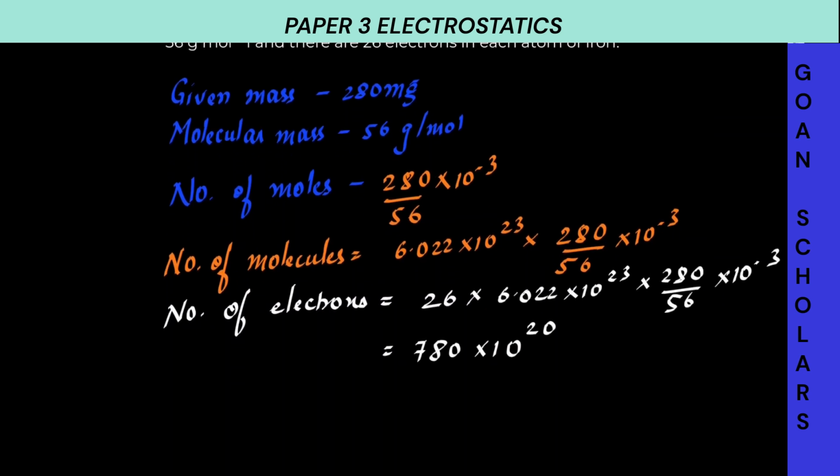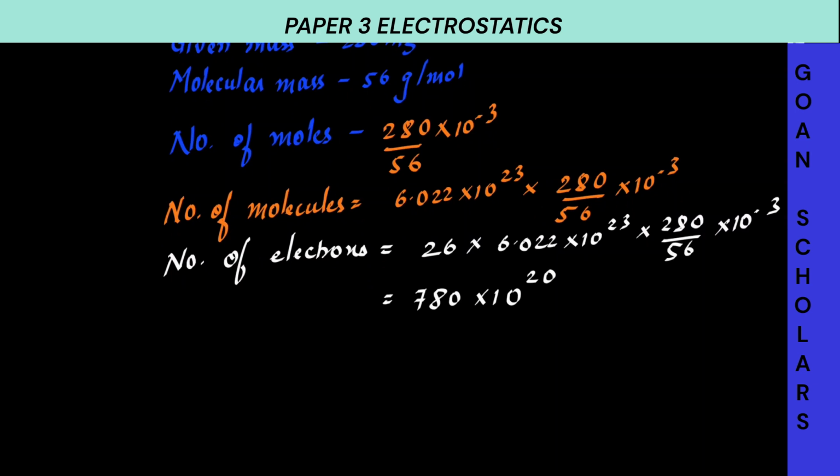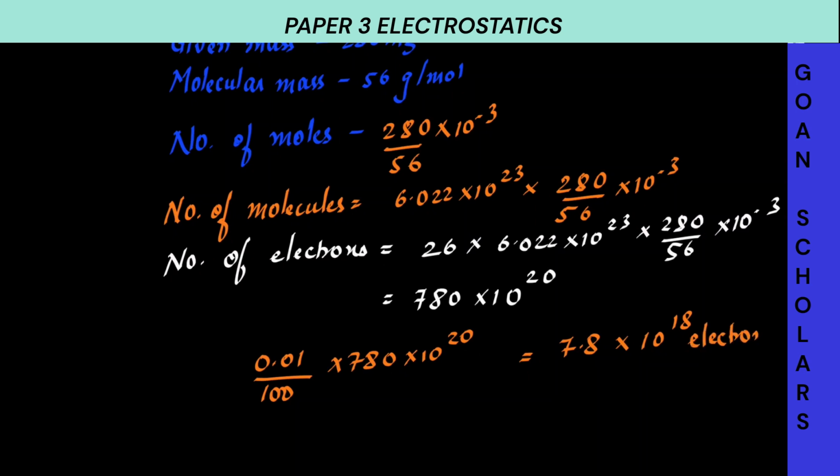0.01% of the electrons are transferred. So let's find how much is 0.01%. So 0.01% of electrons means 0.01 into 100 upon 100 into 780 into 10 to the power 20. Correct? These two zeros and 10 to the power 20, I am just reducing this and making it 10 to the power 18. Correct? And 780 into 0.01 will give us 7.8. So 7.8 into 10 to the power 18 electrons are transferred.